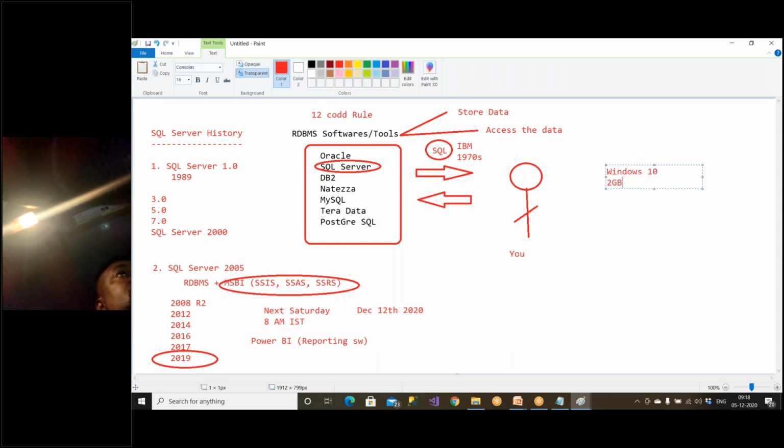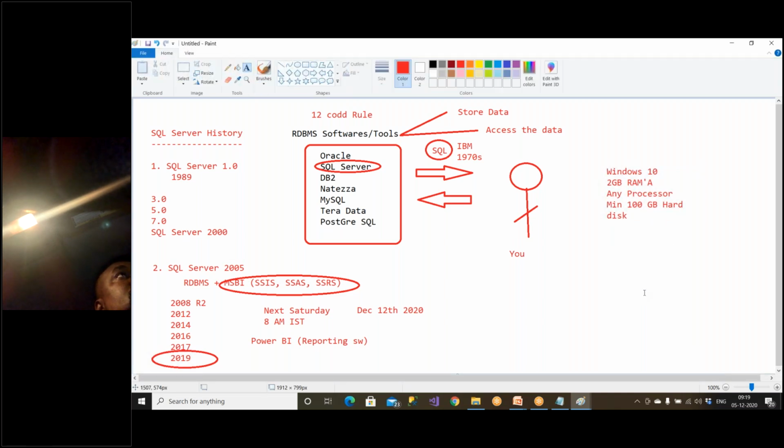Clear? So to install 2019, you should have Windows 10, minimum 2 GB of RAM, any processor, and minimum 100 GB of hard disk. Disk space is needed. Clear? Nothing else. You can also install MS Office, Excel, MS Word, and PPT. So these are the things that you need to have.